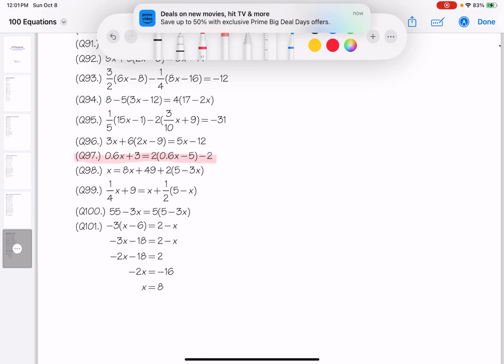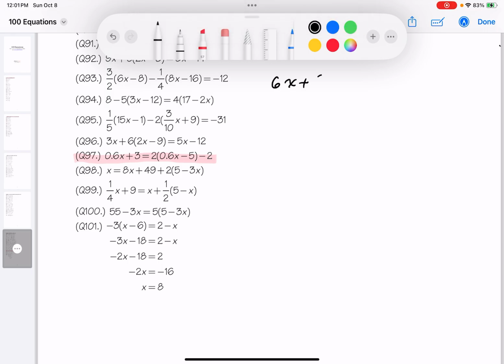So what do you get? Multiply both sides by 10. You get 6x plus 30. I'm going to multiply the other side by 10. That's going to be 2, and I'm doing it 10 times the 0.6, which is 6x. And then 10 times minus 5 is minus 50. 10 times minus 2 is minus 20. I think that's where I made a mistake. I forgot to multiply that by 10.